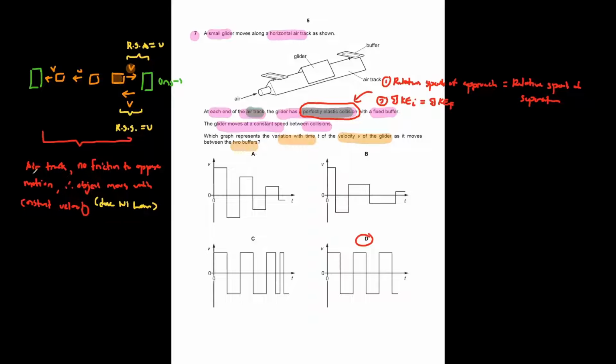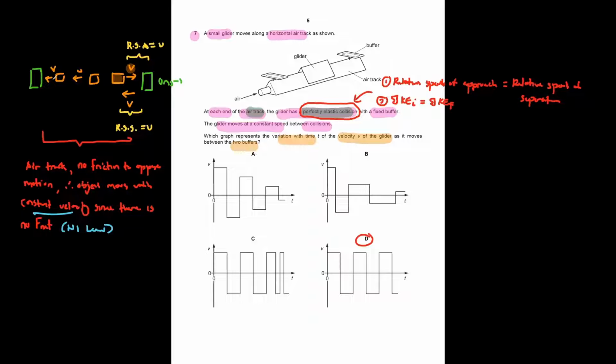Maybe I should write another statement here. It's an air track, no friction to oppose motion, no resultant force. The object moves with constant velocity since there is no resultant force, no F net. You do not have any force pushing the glider forward. You do not have any friction opposing the motion of the object. There's no net force, so you move with constant velocity. This can also be implied from Newton's first law.